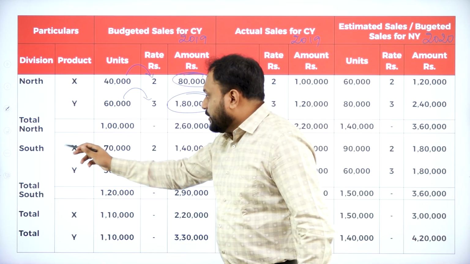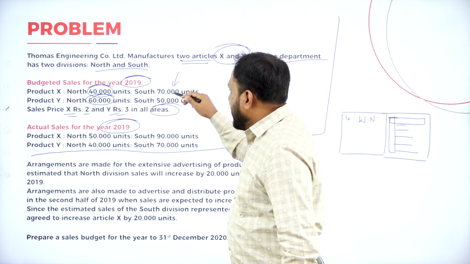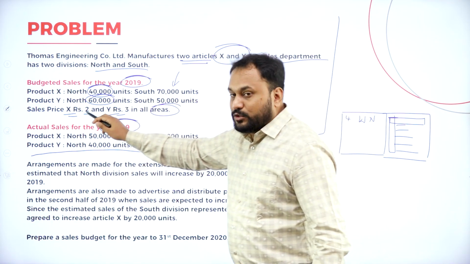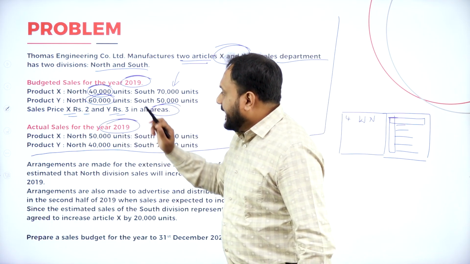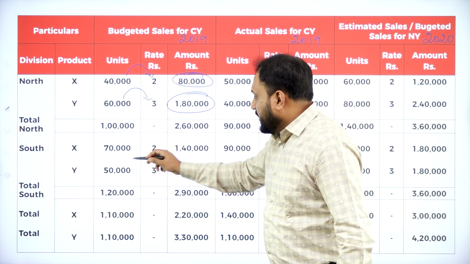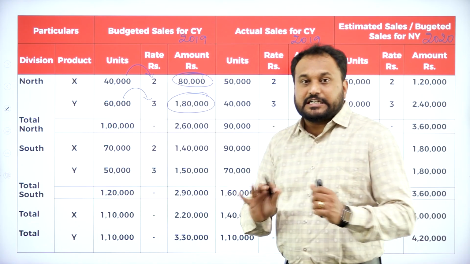Next is what? South you will take. Say South we have here 70 and 50. 2 into 3. So what here? 70,000 into 2. 50,000 into 3. The same way here. See, we have here 70 into 2, 50 into 3. Done. So this is what my budgeted is done.